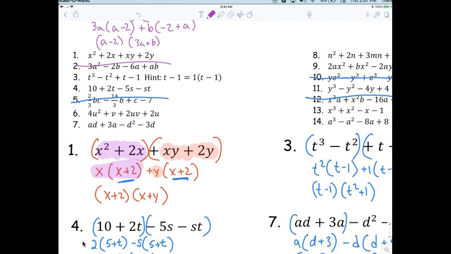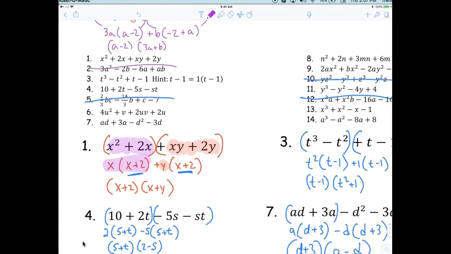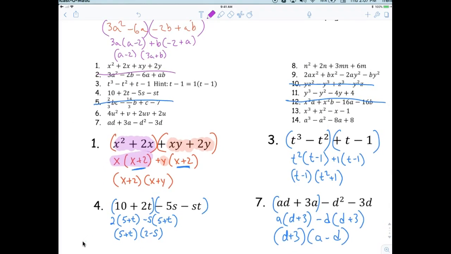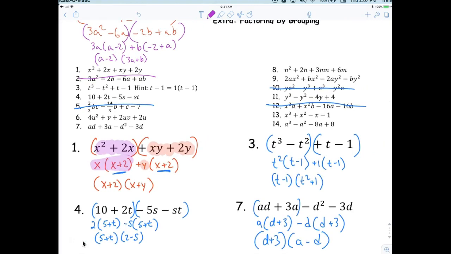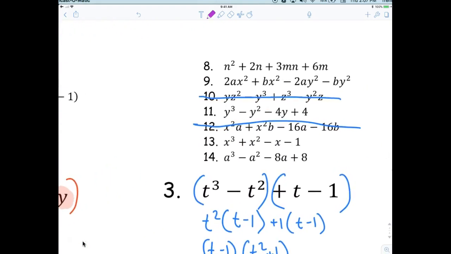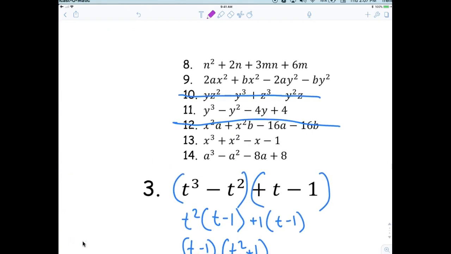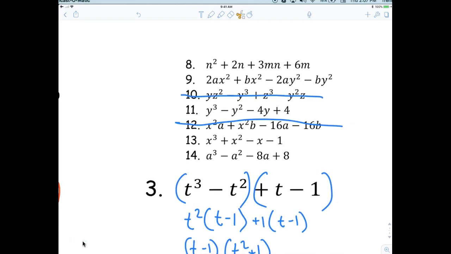All right, number 2. Let's find one we can do real quick. Let me just go through and look at it. Let's take a look at number 8. Let's see how 8 works out.